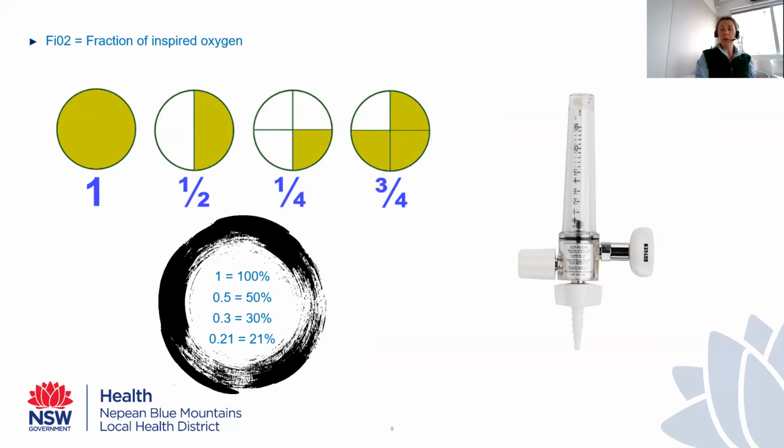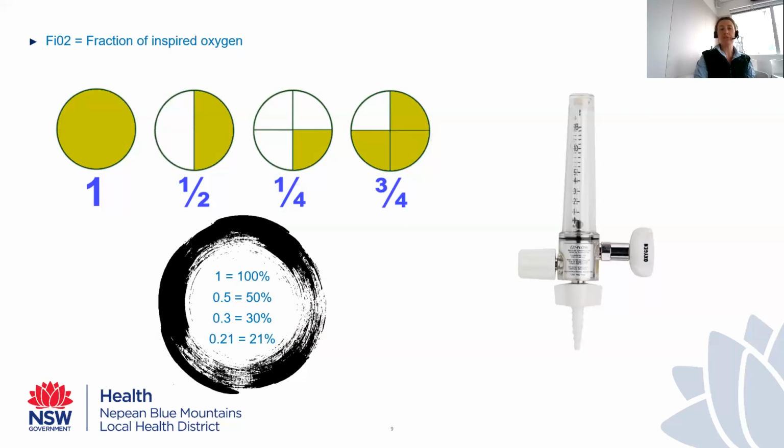Oxygen can be expressed as either a fraction or a percentage, and it's easy to convert from one to the other. The reason I've put both in here is because some machines will want you to put in a fraction of inspired oxygen, and some will want a percentage. Some doctors will order a fraction of inspired oxygen, and some will order a percentage of oxygen. So it's really good that we're familiar with both terms.